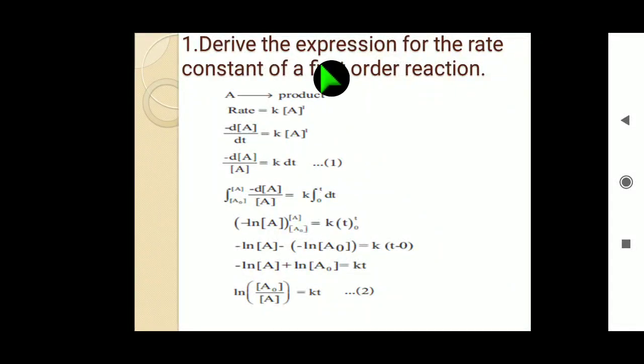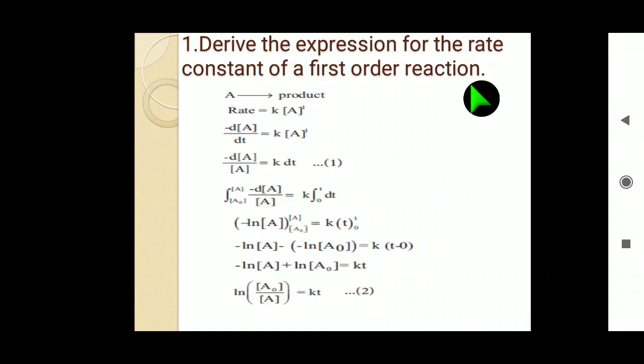Now we are going to see the topic, the integrated rate equation. The integrated rate law for a first order reaction, zero order reaction, and half-life period, then pseudo order reaction. So everything we will see one by one. The first question: derive the expression for the rate constant of a first order reaction.